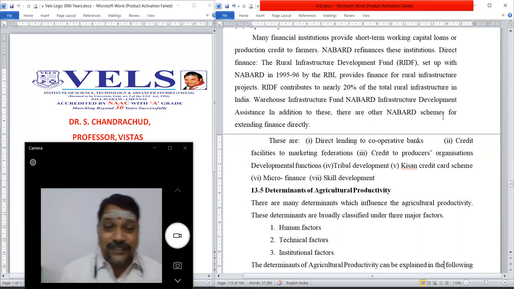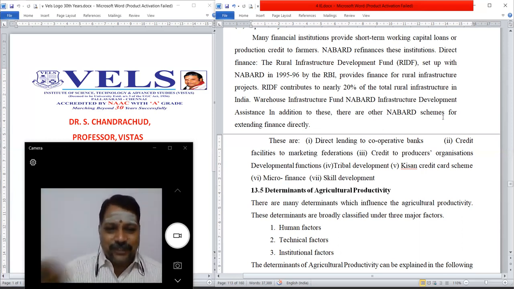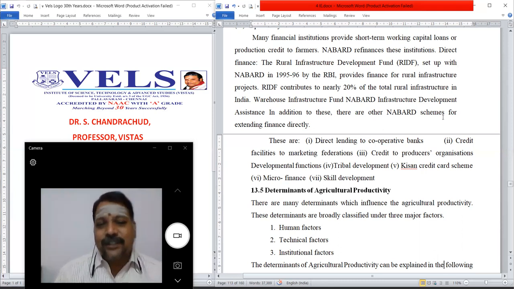And one more main scheme is called Kisan Credit Card Scheme. In this, the farmer is asked to get an identity card. Based on the land area they have, and based on the type of product they are producing, they will be provided with the agriculture loan.